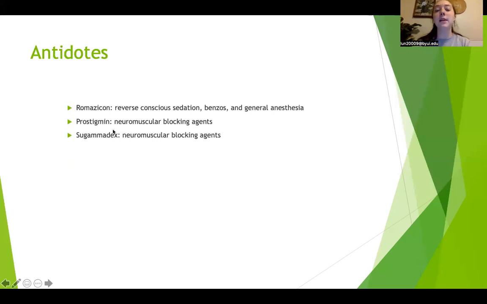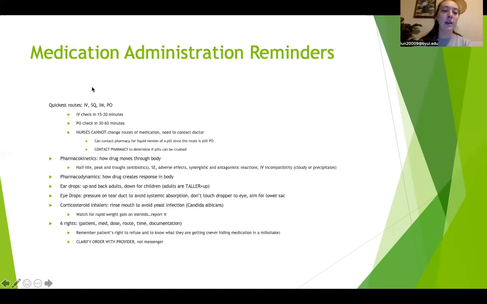Okay, so antidotes that would be important to remember: Romazicon reverses conscious sedation, benzodiazepines, and general anesthesia. Sugammadex reverses neuromuscular blocking agents. And another important one is for malignant hyperthermia syndrome after anesthesia, where some people get really, really high fevers. Dantrolene is the reversal agent for that.